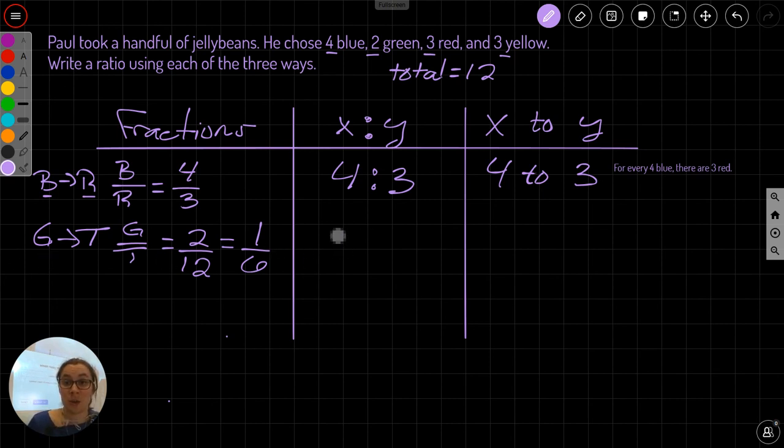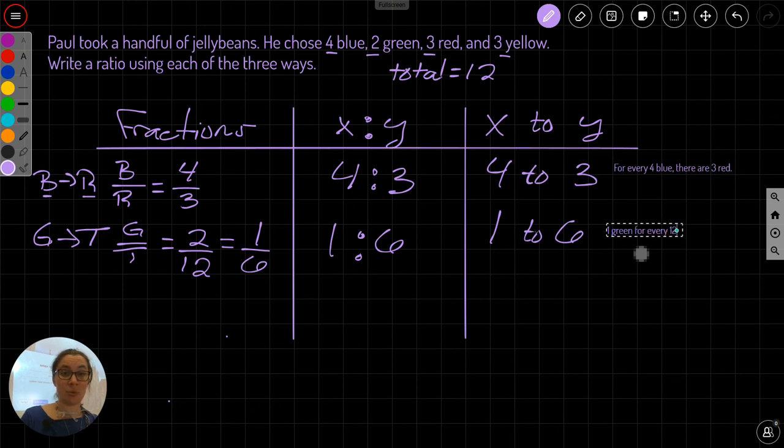Green to total, that's going to be 1 colon 6, and over here, 1 to 6. And what this means is that there is 1 green for every 6 beans. Every 6 beans will have 1 green one if every handful we pulled out had the same ratio.